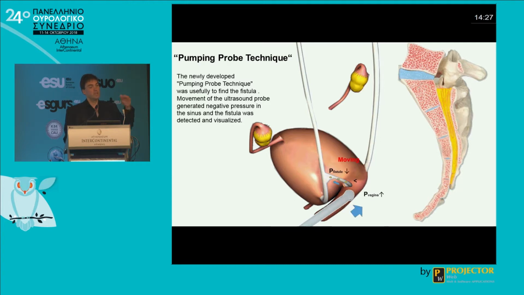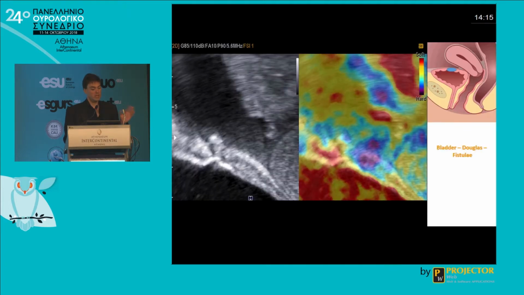And if you do it, you will see a movement inside of the fistula, and then you can find the fistula only with ultrasound. A really simple sample. This is a fistula on the roof of the bladder. That was a laparoscopic second view after ovarian cancer.